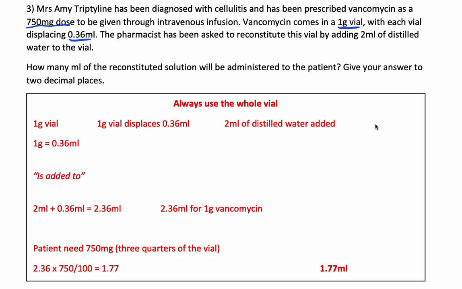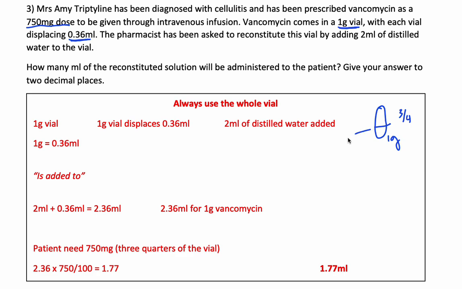So, just before we start, remember if we have a vial and that is 1 gram, we're not going to take out 3/4 of the powder. We're going to make up the whole vial and then only give 3/4 of what has been made up. So we always give the whole vial and then we give less to give that 750 milligram dose. We never take out some of the powder.